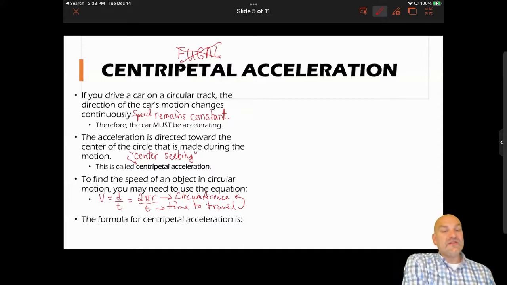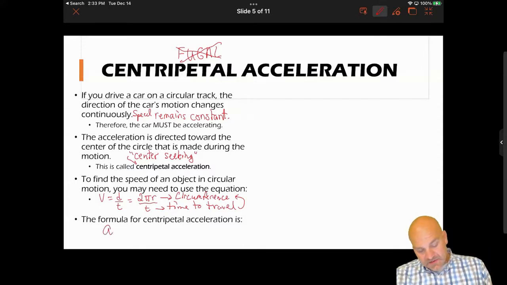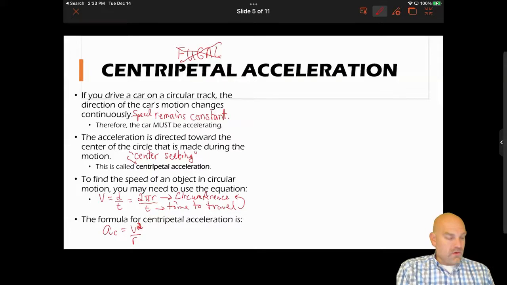Now, to find the centripetal acceleration, what am I being accelerated at? The equation is simply a sub c equals v squared over r.